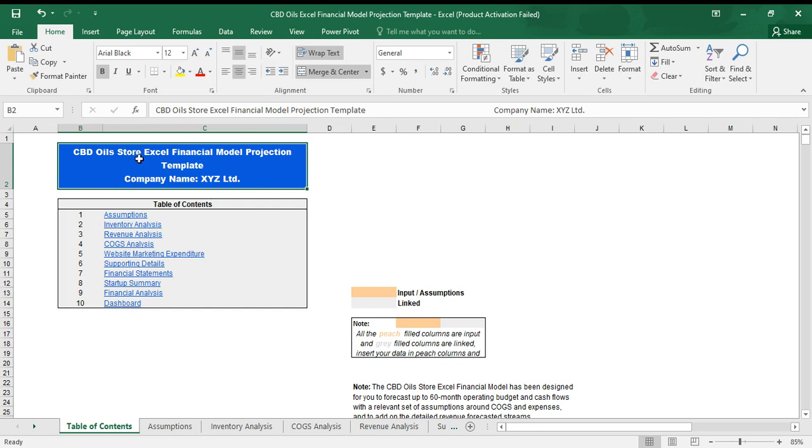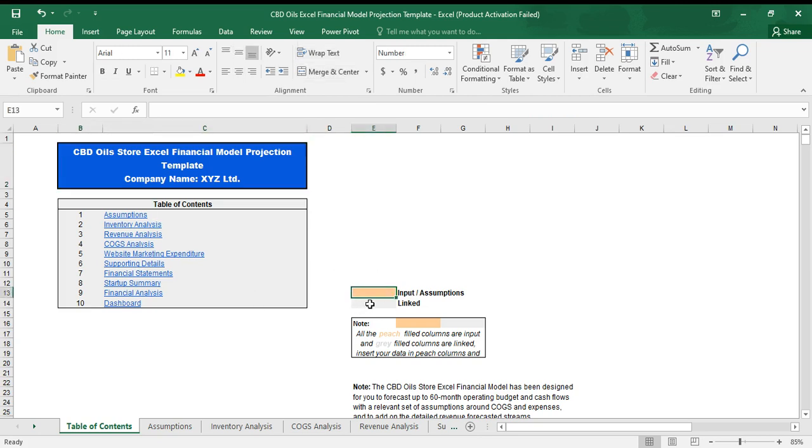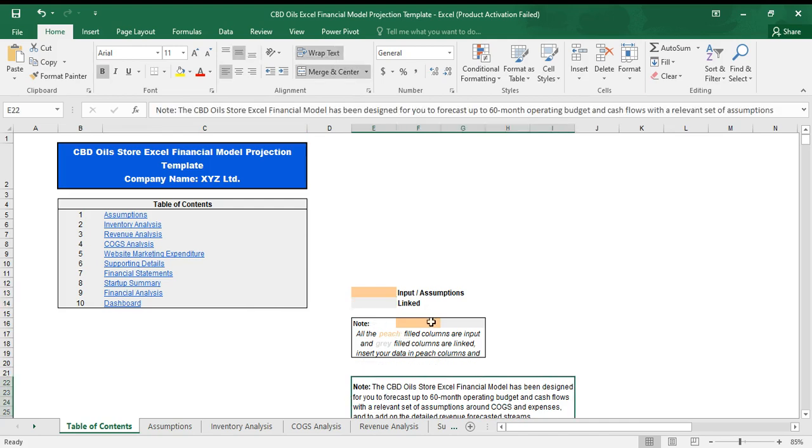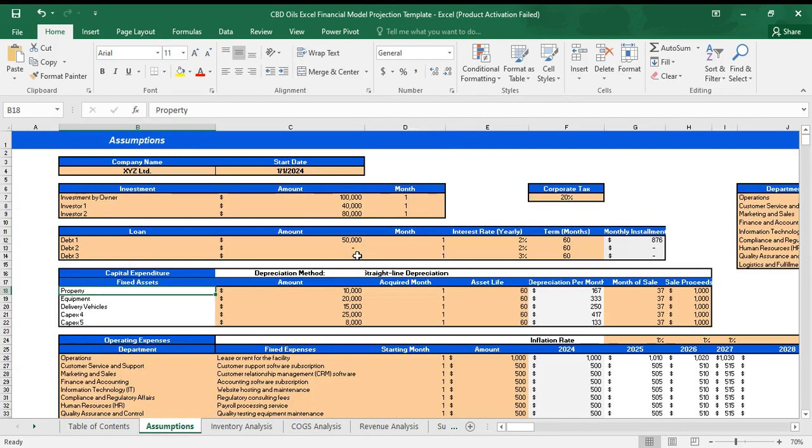these 10 different sheets. But before we start reviewing this model, we have to note that these three cells represent the input cells or the assumption cells where you have to make adjustments, and these gray cells represent the limit cells or the formula cells. Also, this is a 60-month projection model, which means the total number of years in this model is going to be 5.